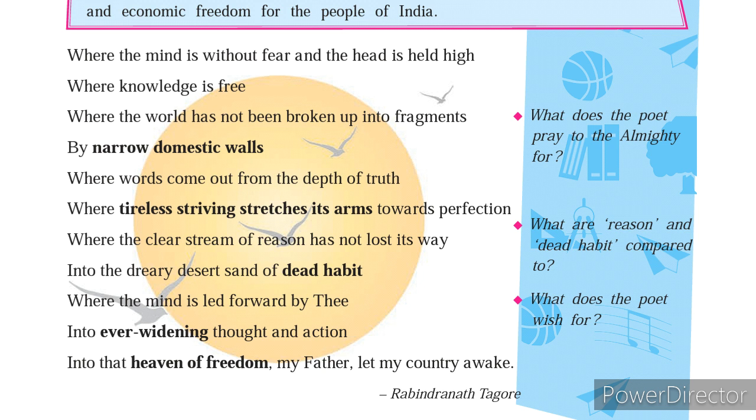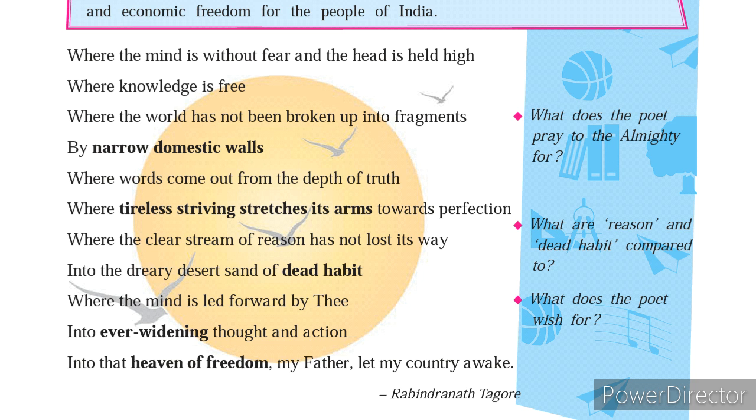Right, the last three lines are very essential and important, where the poet wants the minds of his countrymen to be led forward by the Almighty, so that they broaden their outlook, thoughts and actions. They should not behave like childish or insane people; they should have their action and thought in a generous way, and behave with proper manners and courtesy. The last line is very important: into that haven of freedom, my father, let my country awake.